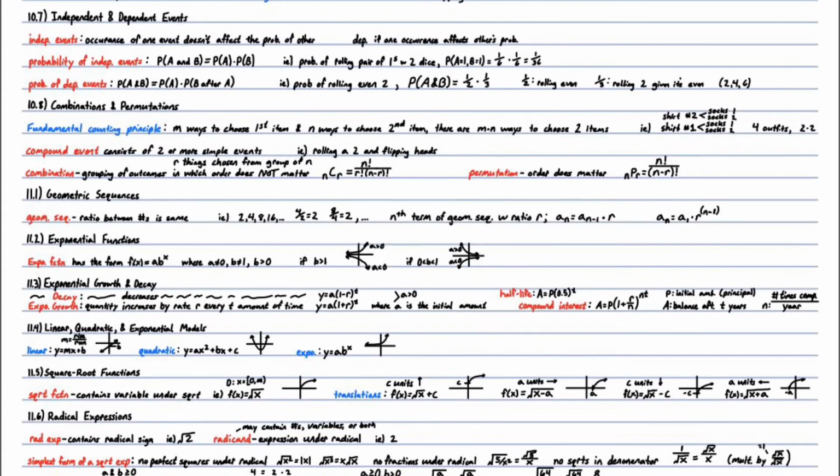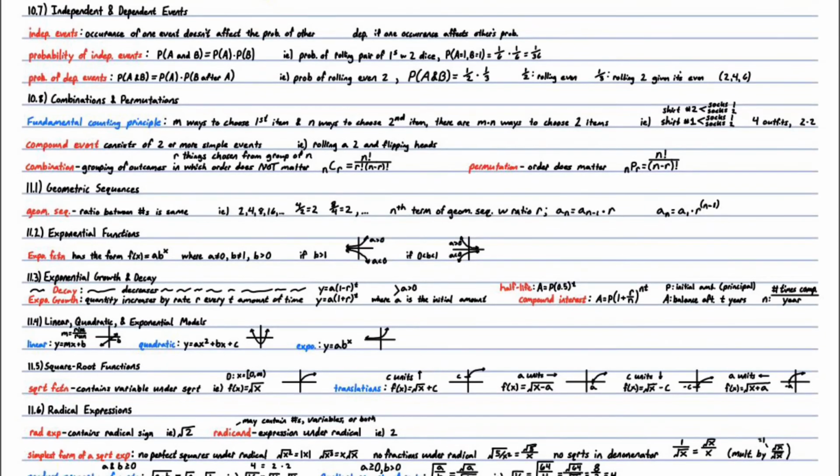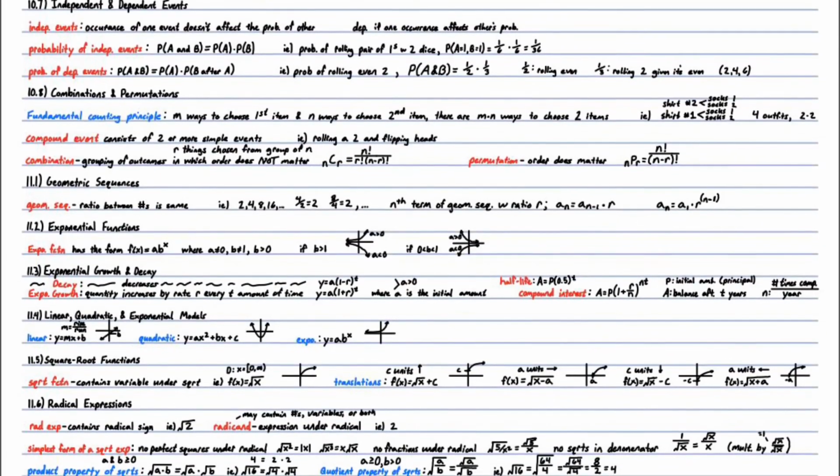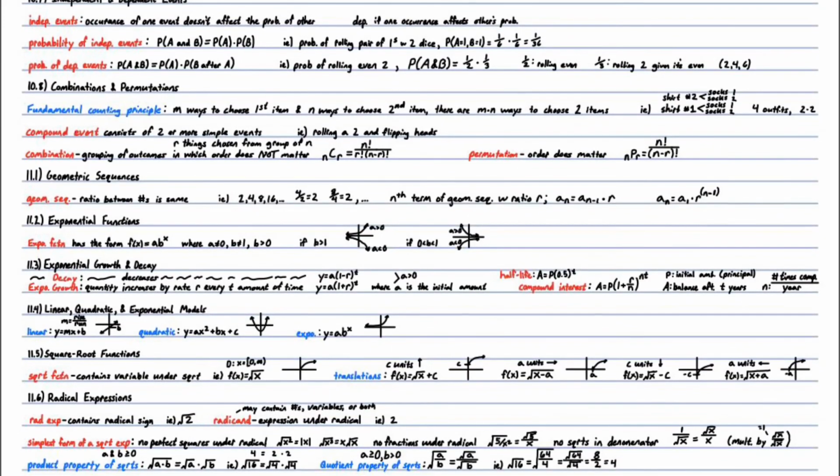Factorial, for example: 3 factorial equals 3 times 2 times 1, and 5 factorial equals 5 times 4 times 3 times 2 times 1, etc. A permutation is a grouping of outcomes in which order does matter. A permutation of r things chosen from a group of n equals n factorial divided by the difference n minus r factorial.